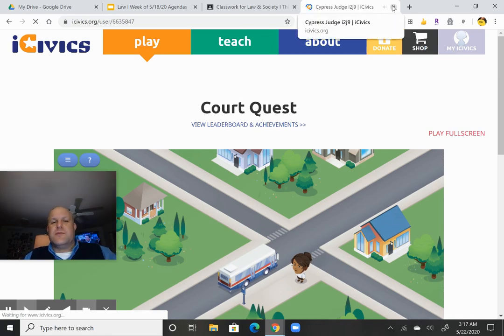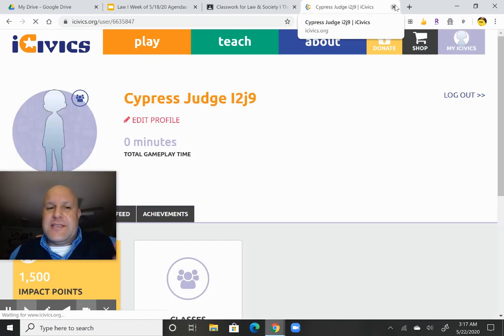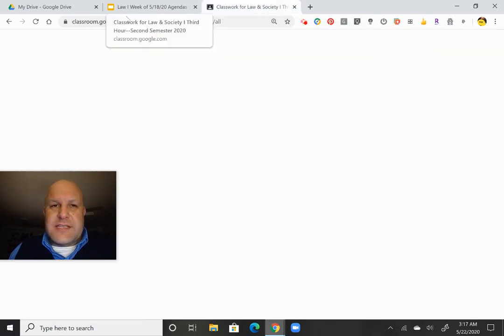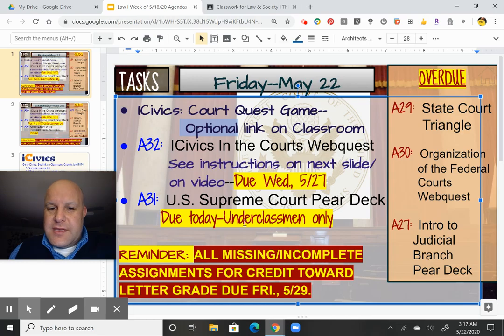Based on the different courts, whether it's a federal case or a state case or a district municipal case, misdemeanor case, which court would it go to? It's based on that state court triangle, or the Organization of Federal Courts web quest that's overdue, or the judicial branch. When we were talking about that, the U.S. Supreme Court Pear Deck, near and dear to my heart, the nuts and bolts of the Supreme Court Pear Deck is due today. I had extended that a little bit.